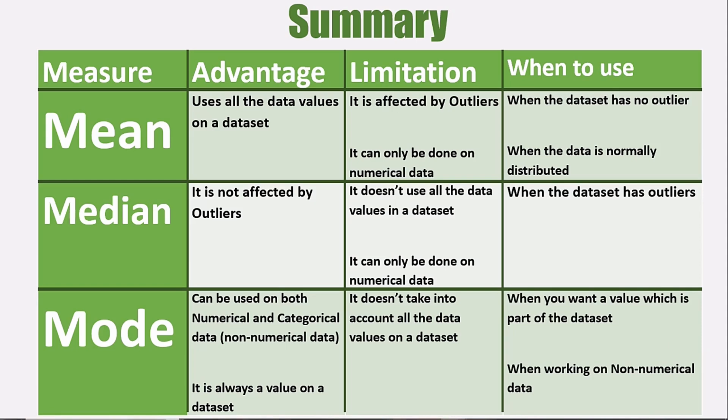Like for example, if you enter a room and you realize that most of the people in that room are putting on a green t-shirt, then green will become the modal color of the t-shirts in that room. That's something that you cannot do with the mean or the median. Yeah, that is it about the introduction to measures of central tendency.